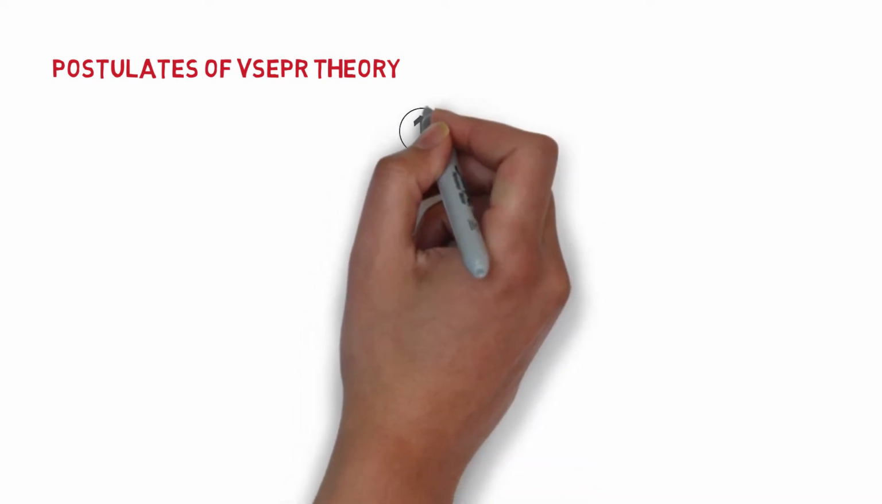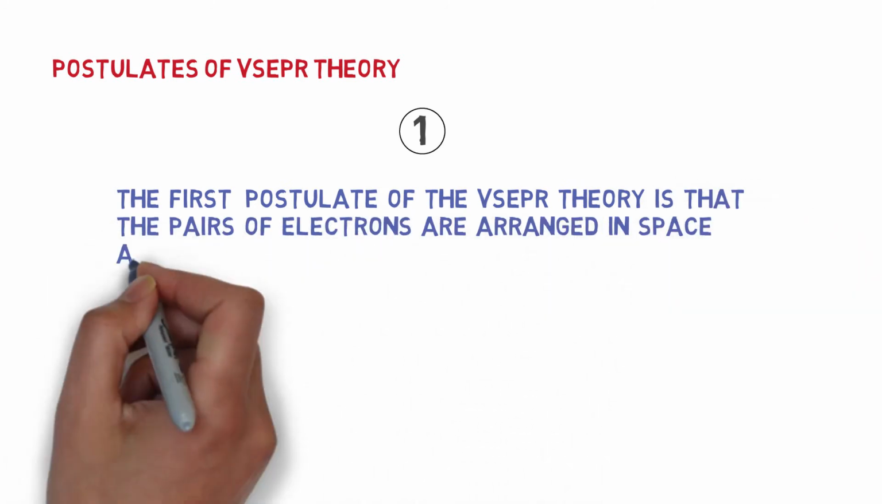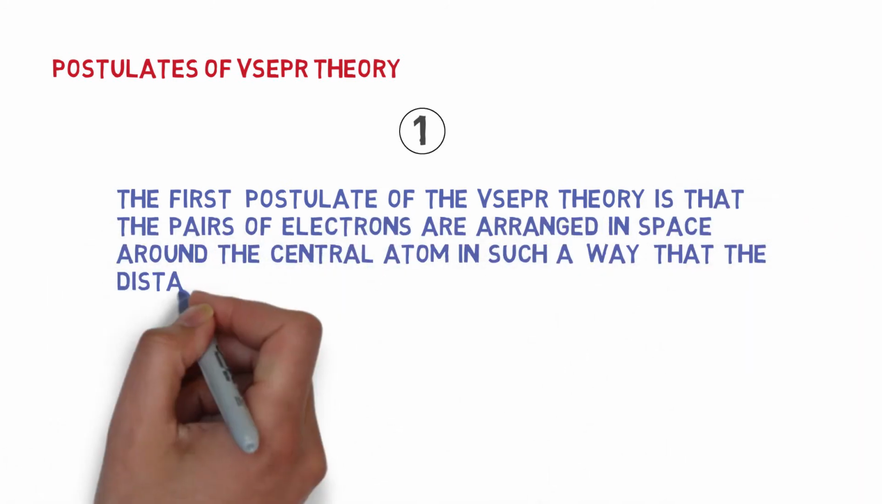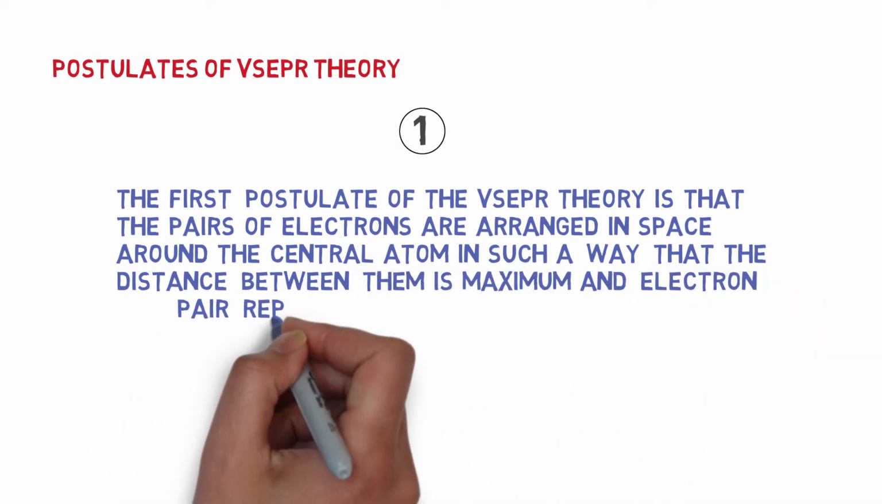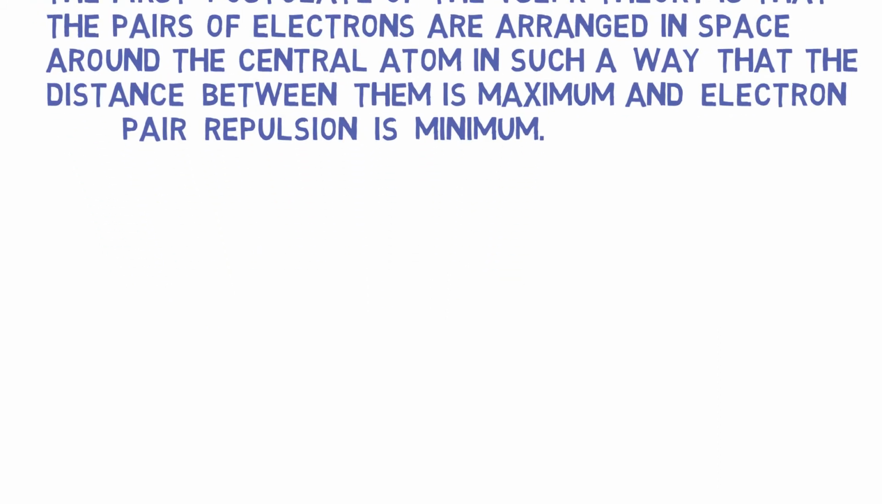The first postulate of the VSEPR theory is that the pairs of electrons are arranged in space around the central atom in such a way that the distance between them is maximum and the electron pair repulsion is minimum. Let's understand it through an example.